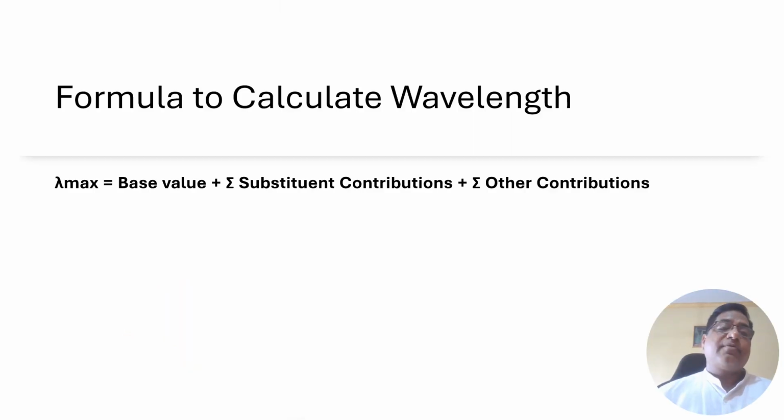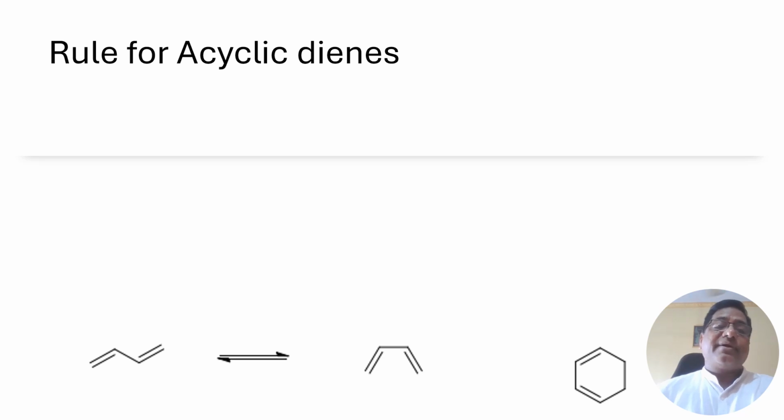dienes, and that formula is: first you take the base value, then the effect of substituents, or we can say contributors, plus some other contributors. That formula is used to calculate the lambda max. So you can see the different types of dienes, that is, acyclic dienes. It means there are two double bonds present which are conjugated to each other. This is one double bond, then a single bond, and then again a double bond. So it is called a diene, but this is the acyclic diene.